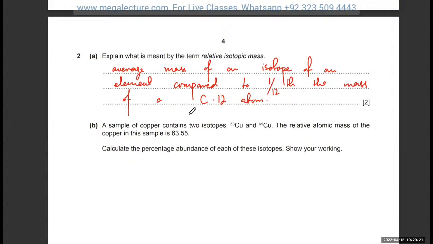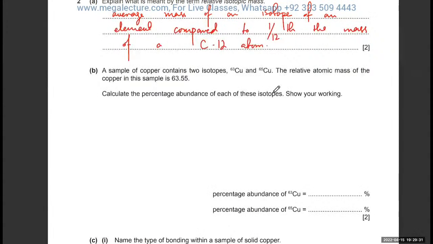A sample of copper contains two isotopes, copper-63 and copper-65. The relative atomic mass of the copper in the sample is 63.5. Calculate the percentage abundance of each of these isotopes. Show your working. So you've got copper-63 and copper-65. There are two main isotopes of copper. Now, you don't know what the percentage is.